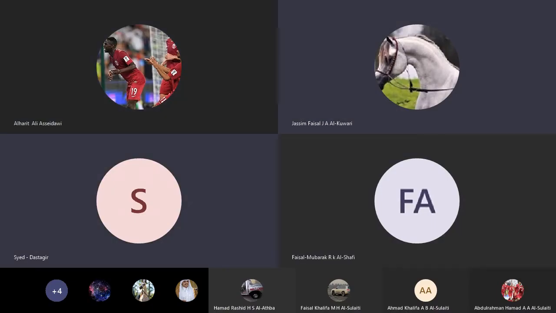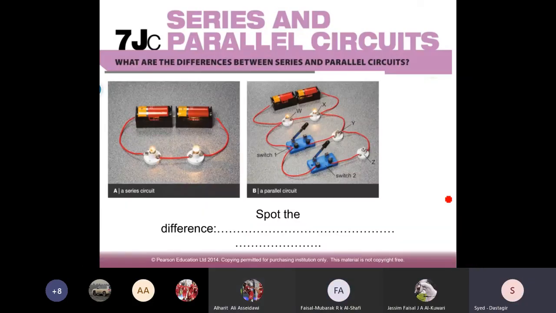Right, guys, so you should have opened this on assignments. The title is Series and Parallel Circuits. It says our learning objective or learning question is, what are the differences between series and parallel circuits? So we should all know what circuits are by now.